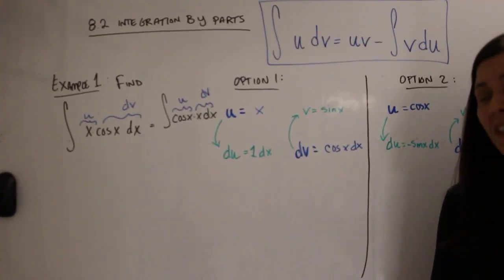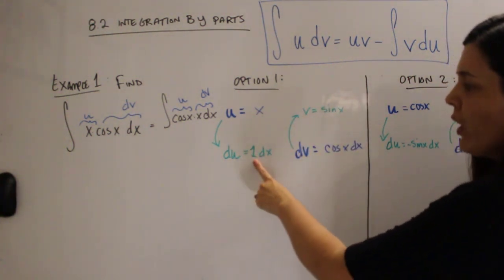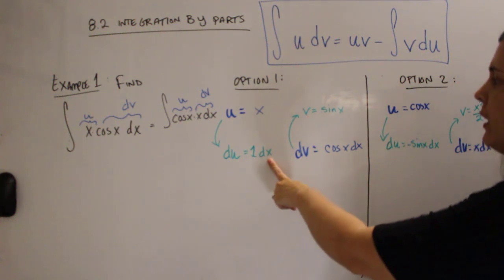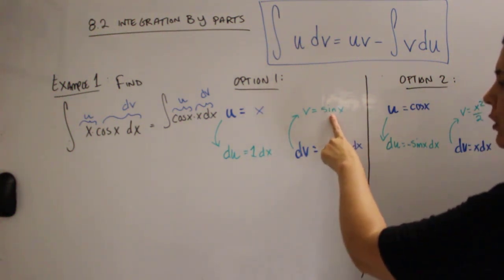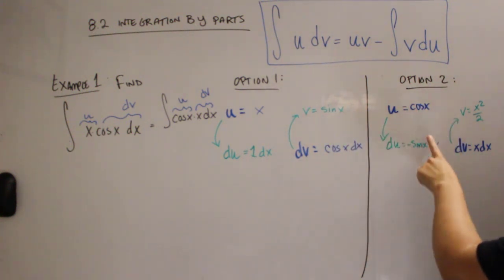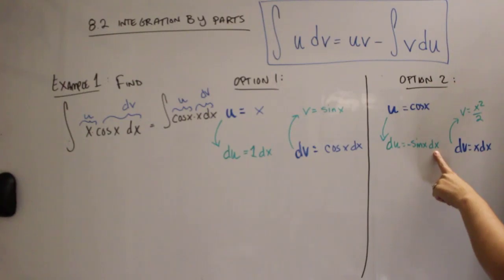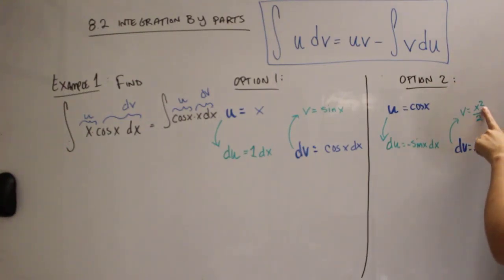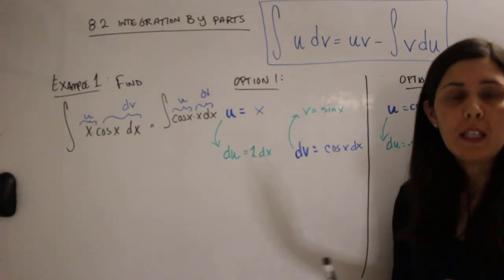Is this what you found? You differentiated x, you got 1, but put the dx on there as well. And then you integrated cosine x; the integral of cosine x is sine x. Option 2, the derivative of cosine x is negative sine x dx, and then when you integrate x, you get x squared over 2.